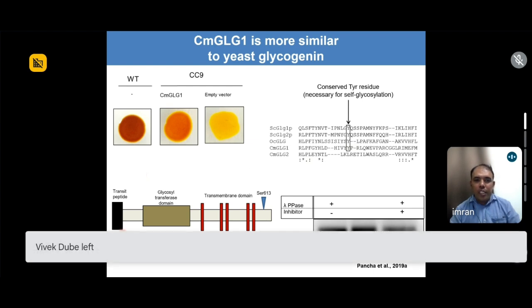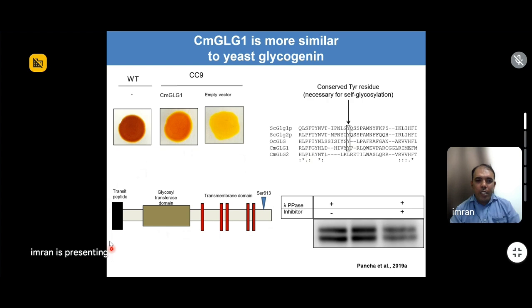This is the secondary structure of the glycogenin CMGLG1. It contains a 20 amino acid transit peptide at the N-terminal site. It has the glycosyl transferase domain, which is transferring the sugar molecule, and it has a 5 transmembrane domain at the C terminal. And this is the serine 613 residue, which is phosphorylated by TOR signaling.